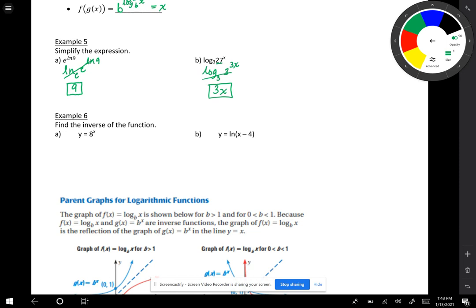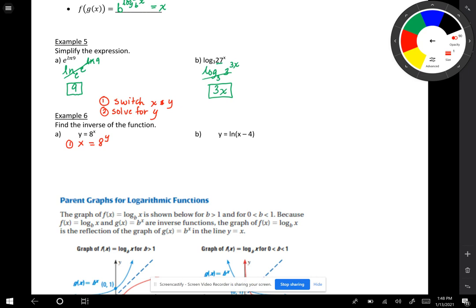We've done inverses before. What are the 2 steps of finding an inverse? Step number 1, switch x and y. Step 2, solve for y. So let's do number 6a. So y equals 8 to the x power. We are going to first switch x and y. That's easy. Everybody can switch letters. But can everybody do step 2?